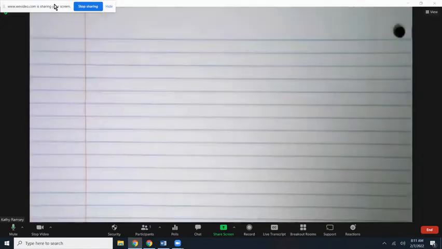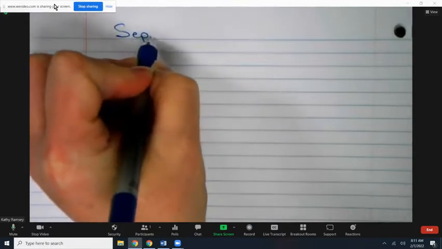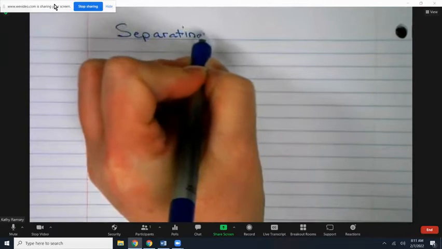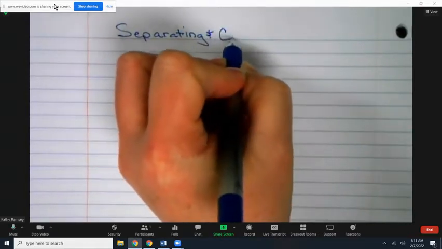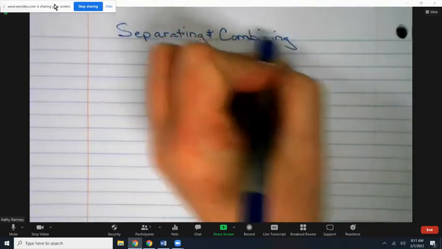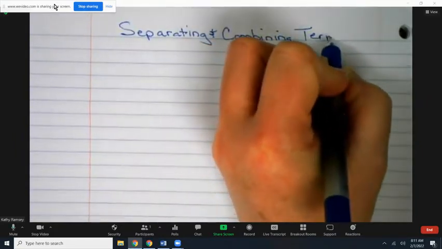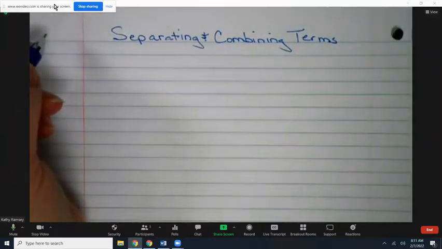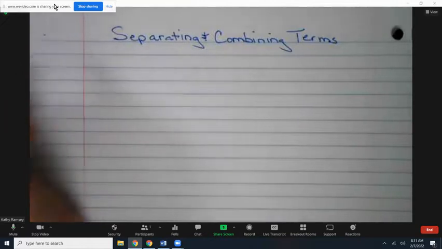Alrighty, here we go. Today we're going to be simplifying expressions, but I'm going to specifically say that we are separating and combining terms. So make sure that you've got this written on your contents page as well as on your next available page.